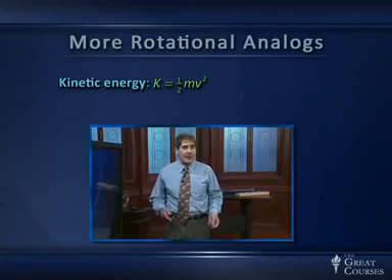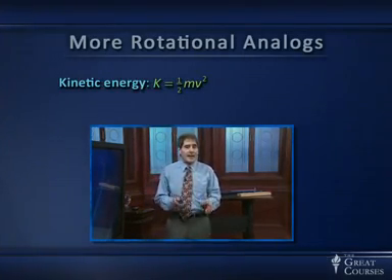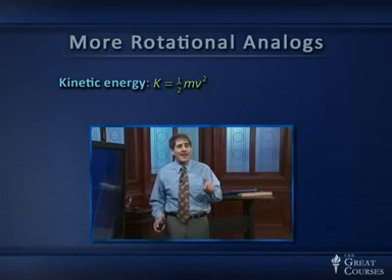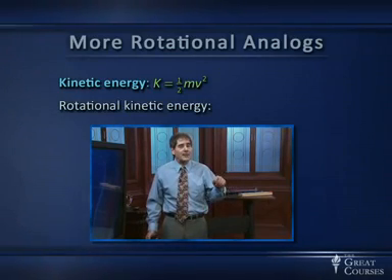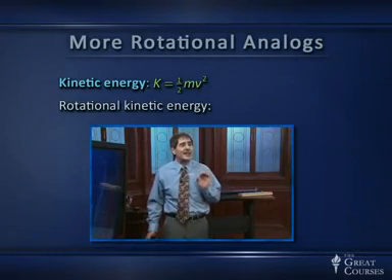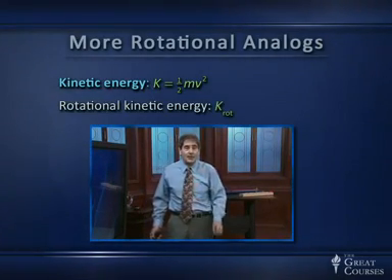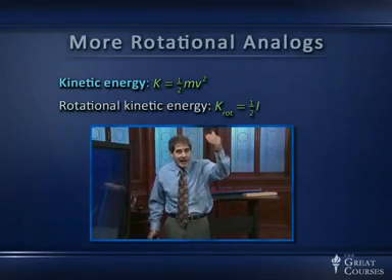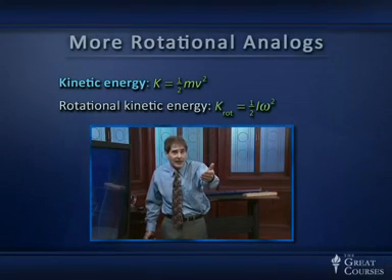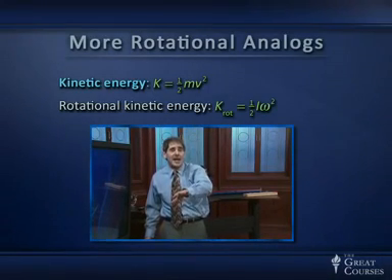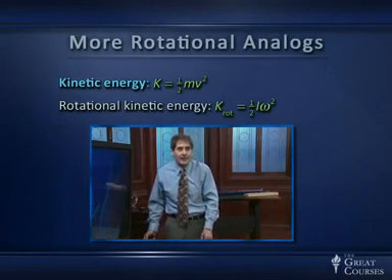We have kinetic energy, K equals a half mv squared. We discovered that when we worked out the work energy theorem. Well, let's form the analog of that for rotational motion. We'll call it rotational kinetic energy. Sometimes regular kinetic energy is called translational, meaning moving from place to place. Rotational kinetic energy, K sub rotation, is a half times the analog of mass, the rotational inertia I, times the square of the analog of velocity, the angular velocity omega. So rotational kinetic energy is a half I omega squared.